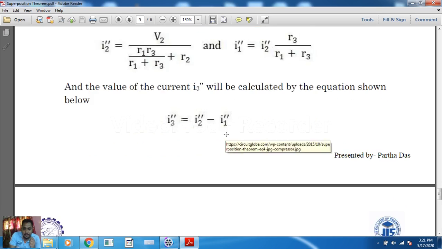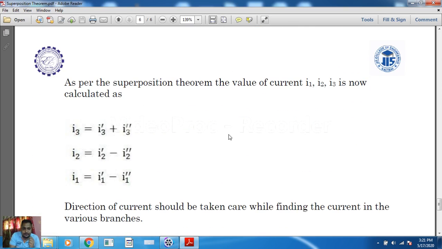Okay, so after doing that, now we have to check what is the total current. See here, as we can see, I3 is equal to I3 bar plus I3 double bar, I2 is equal to I2 bar minus I2 double bar, I1 is equal to I1 bar minus I1 double bar. But the question may appear over here, that there is a plus, there is a minus, there is a minus.